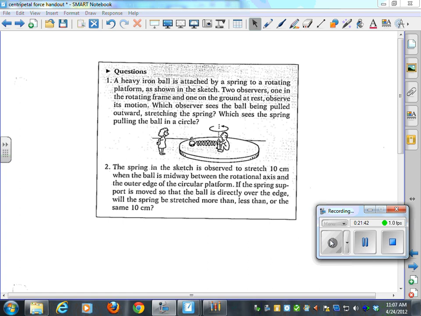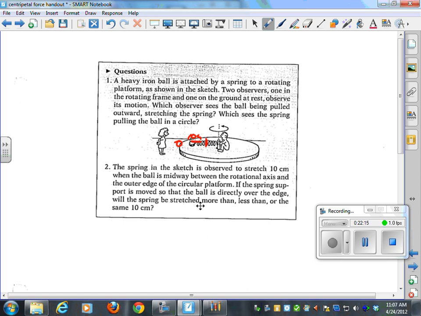The spring in the sketch is observed to stretch 10 centimeters. In other words, this distance here is 10 centimeters, the distance that it stretches, when the ball is midway between the rotational axis and the outer edge of the circular platform. In other words, if you put the ball in the middle and then you run the merry-go-round, it's going to stretch 10 centimeters. If the spring support is moved so that the ball is directly over the edge, in other words, the guy picks up the post and attaches it right there, now the ball sits on the edge. And then you spin it.